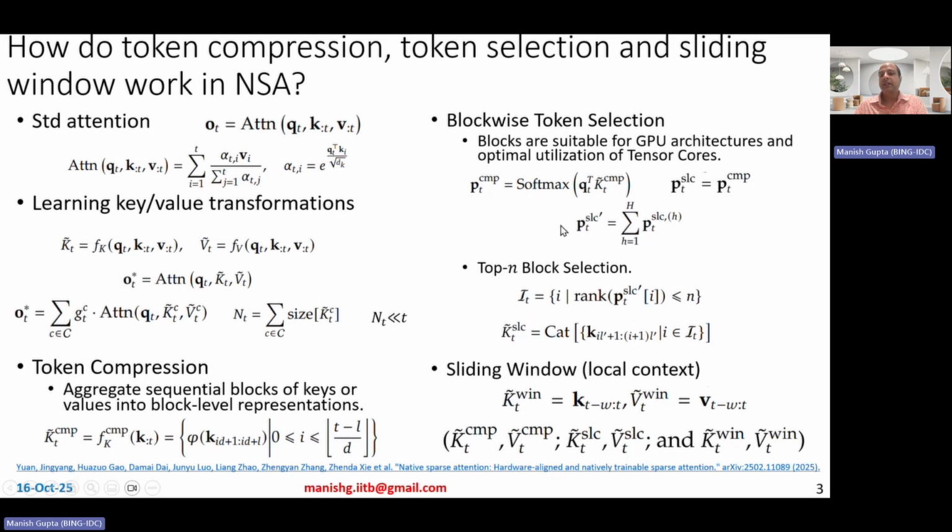Essentially, you should consider this less like a saliency score coming from the token compression technique. But if the block boundaries that you consider for token compression and for token selection are the same, then you can literally use the score for the token selection method as well, right?